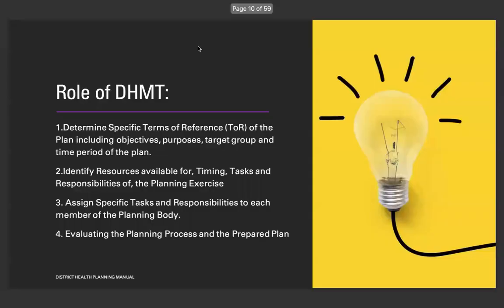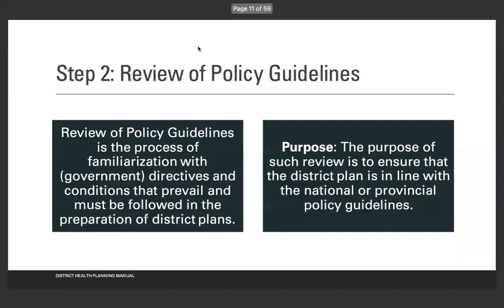DHMT. Role of DHMT: number one, to determine the specific terms of reference of the plan, including objective, purpose, target group, and time period of the plan. Identify resources available for timing, tasks, and responsibilities of the planning exercise. Assign specific task responsibilities to each member of the planning body, evaluating the planning process and prepared plan.